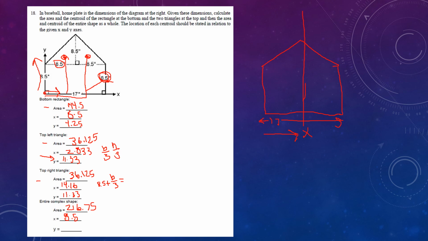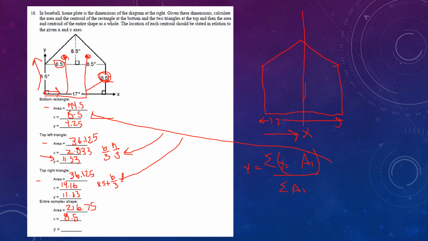When you have to find the y, you have to go back to your equation. When you have a complex shape, it's the sum of all of the y centroids multiplied by the areas, divided by the sum of the area of the entire shape. So first and foremost, you're going to have to figure out these top numbers, so the sum of all of these together. To find this, you have your y's multiplied by your a's. So in this case, you have numbers here, here, and here. So you're going to have to do 3 of them.